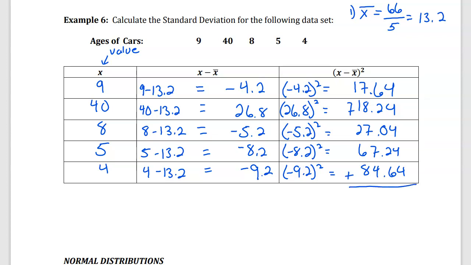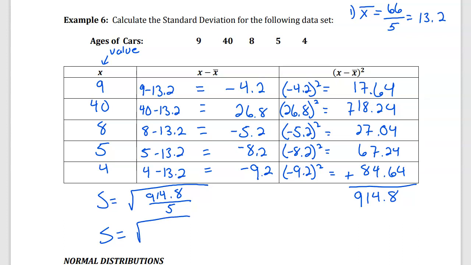We add this column up. When I do, I get 914.8. So my standard deviation is going to be the square root of this 914.8 divided by, I'm going to divide by this exact same number that I divided my mean by, 5. Make sure that you do this division before you take the square root. So I do the division, I get 182.96, then I take the square root.